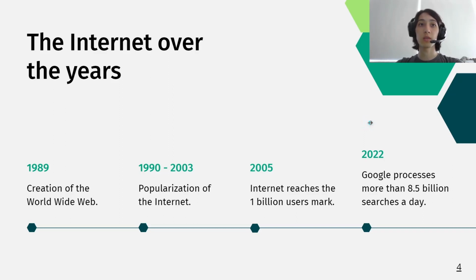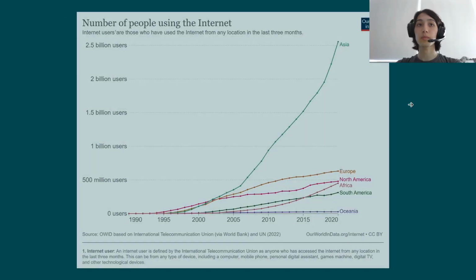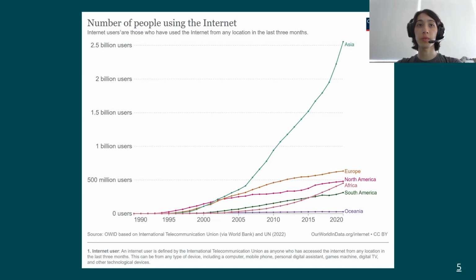The adoption of Internet usage became global, and in 2005, the mark of 1 billion Internet users was reached. And according to Google data, around 8.5 billion searches were processed every day in 2022. Displayed in this graph from Our World in Data website is the increase in the number of Internet users on each continent up to the year 2020.